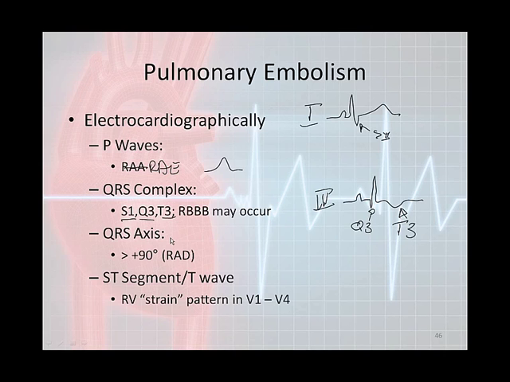You could also have a right axis deviation, as well as your ST segment and T waves could change, giving you what appears to be a strain pattern in leads V1 through V4. The S1Q3T3 is actually the most common thing that people look for whenever they're looking for a pulmonary embolism.